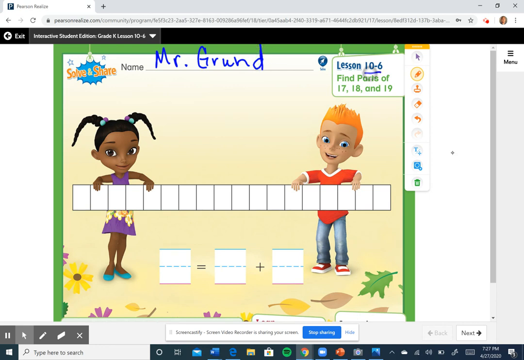All right, we are on lesson 10-6 today, and we're doing the same thing like we've been doing the last couple days, except we're finding the parts of 17, 18, and 19. So before we get started, you can get counters out, and you can get out some cube trains. Make sure you get 2 things of cube trains. So you should have 20 cube trains out. All right, because we're going to be doing 10 frames and cube trains today.